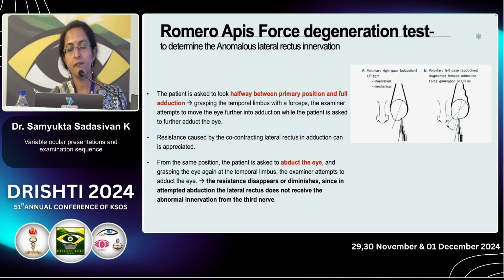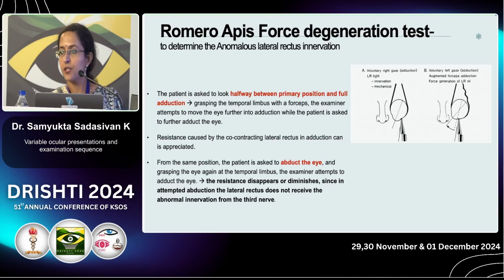Now this is one specific test which is described specifically for DRS. Romero-Apis force degeneration test. We do not do it in every case. This has to be done whenever you want to differentiate; some clarity regarding the differentials is required. So here, the patient is asked to look halfway between the primary position and full adduction. Now the examiner holds the temporal limbus and he further attempts to push the eye more into adduction. Patient is also asked to adduct the eye. At this moment, there is a resistance which is encountered because of the co-contracting lateral rectus muscle.